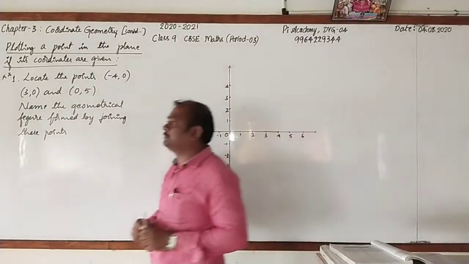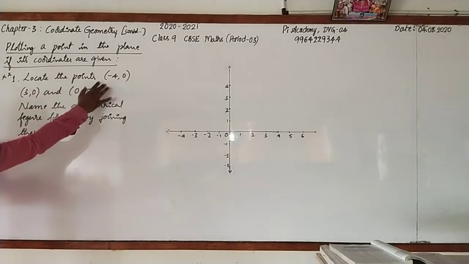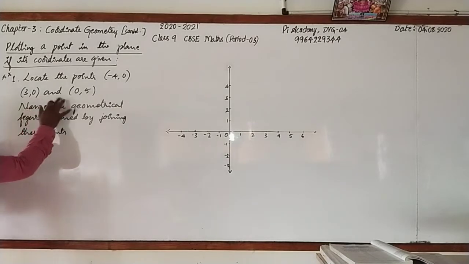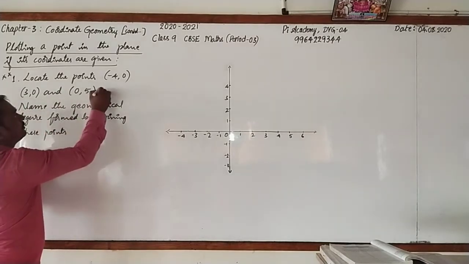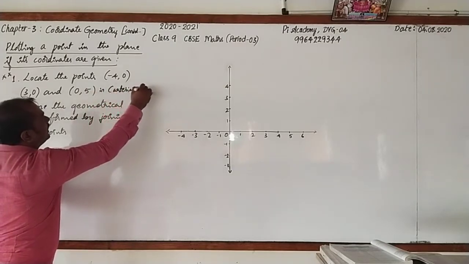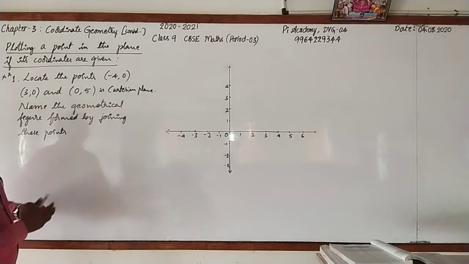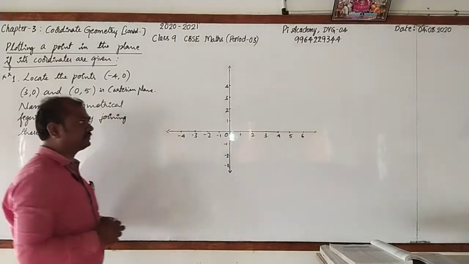One example has been taken. Observe this. Locate the points (-4, 0), (3, 0) and (0, 5) in the Cartesian plane. Then name the geometrical figure formed by joining these points. Yes, obviously we have to take the Cartesian plane, nothing but graph sheet.